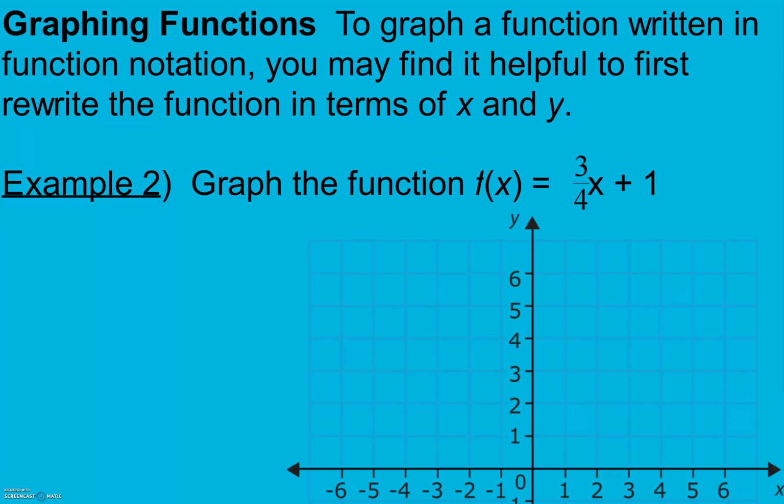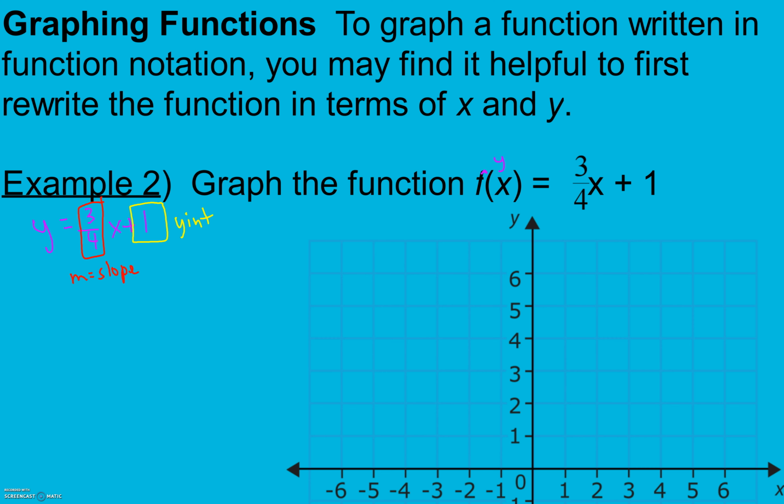To graph a function written in function notation, it might be helpful to first rewrite the function in terms of x and y. So remember that f of x is essentially the same thing as y. So we can write this as y equals 3/4 x plus 1 instead. Our intercept is at 1, and our slope is our m value. It's the number that's being multiplied by our x, our coefficient.